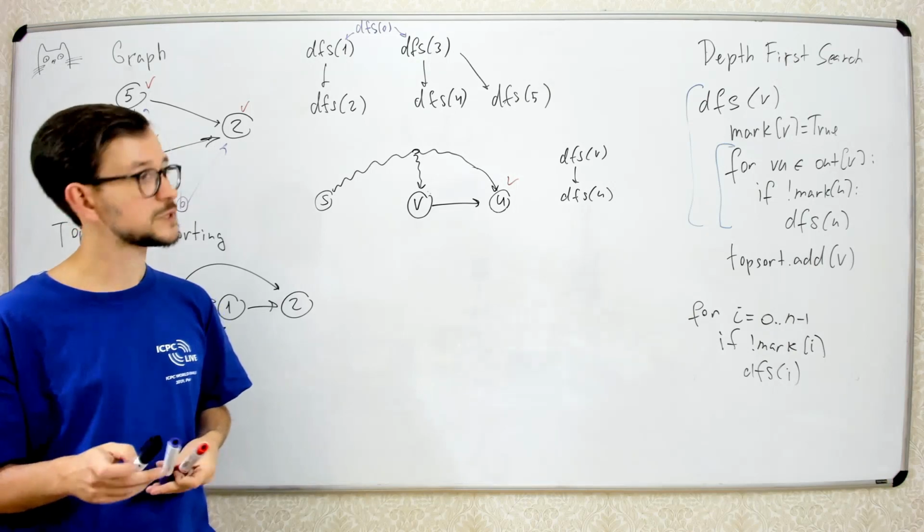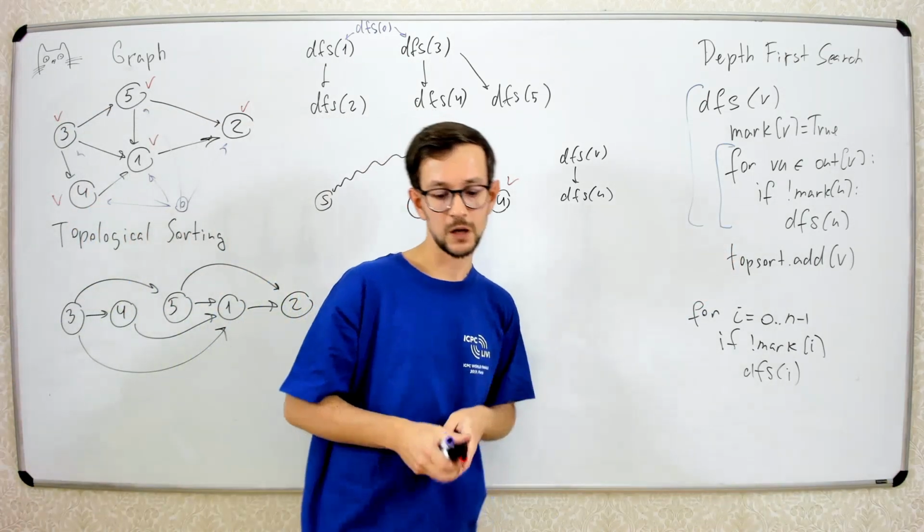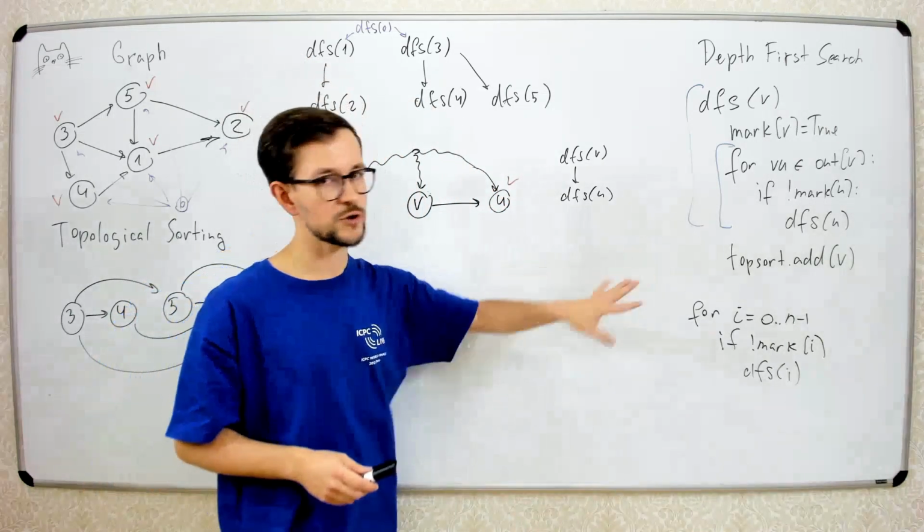Do we need to reverse the top sort list? Yes, we need to reverse the top sort list. This top sort list will be formed from right to left. If you want the correct topological ordering, you need to reverse this list in the end.